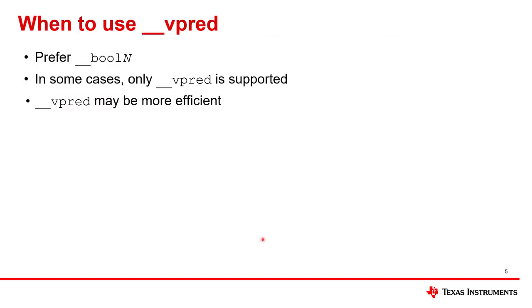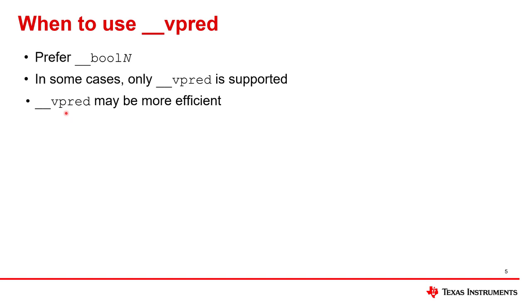Now that you know about vpred, when should you use it? Well, prefer Boolean vectors over vpred. They're easier to understand, easier to maintain, and so on. That said, there are some cases where only vpred is supported, and we will be seeing a few of those cases in the next few videos.